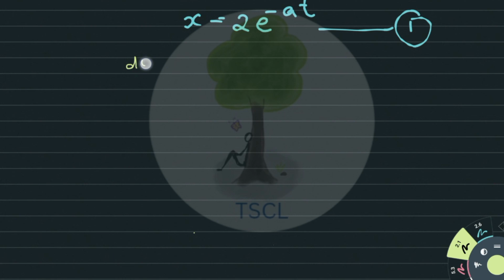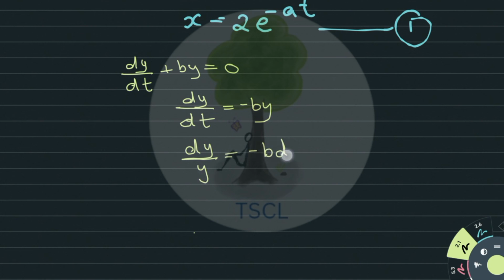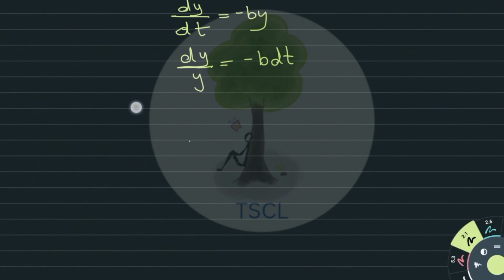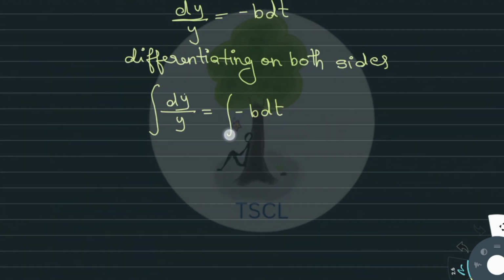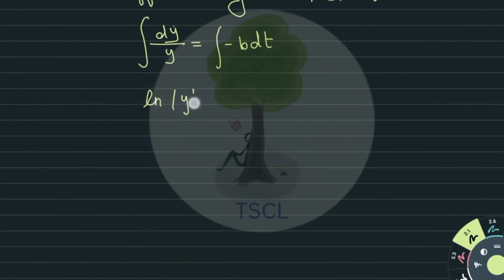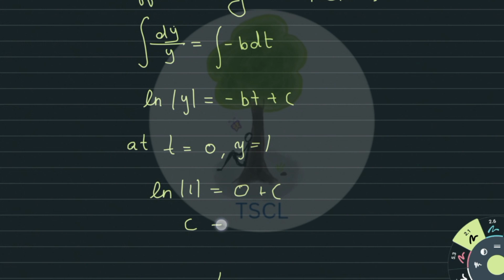Second equation, we take dy by dt plus by is equal to 0. dy by dt is equal to minus by. dy by y is equal to minus b dt. Integrating on both sides, dy by y is equal to minus b dt. Natural log y is equal to minus bt plus c. At t is equal to 0 and y is equal to 1, ln 1 is equal to 0 plus c, so c is equal to ln 1.